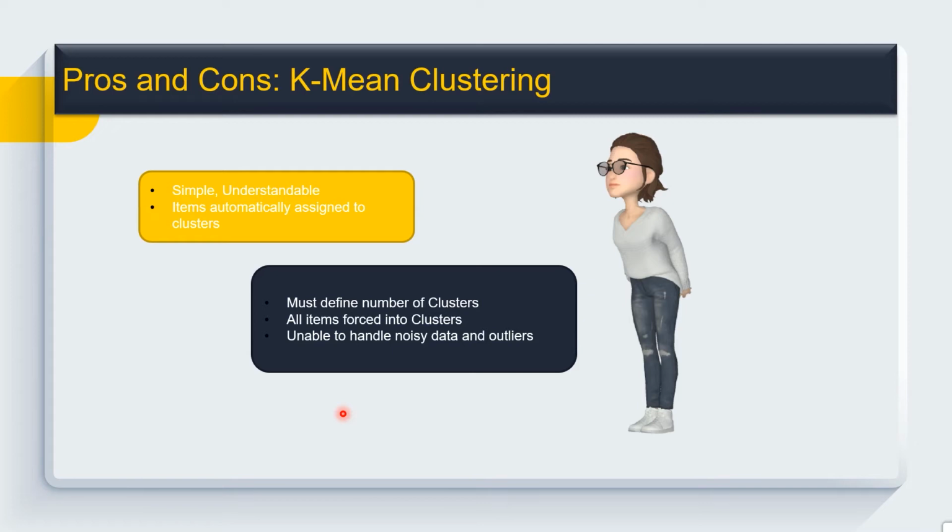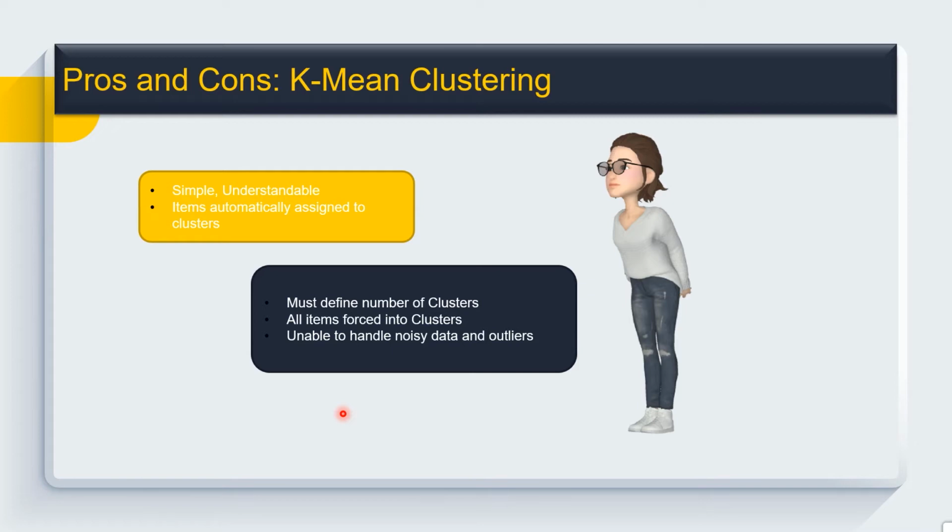This again happens because of not defining the correct number of clusters, or not being able to guess the correct number of clusters. Most of all, it's unable to handle noisy data and outliers. Machine learning engineers and data scientists have to clean the data, but then it comes down to the analysis, what they are doing, and the method that they are using.